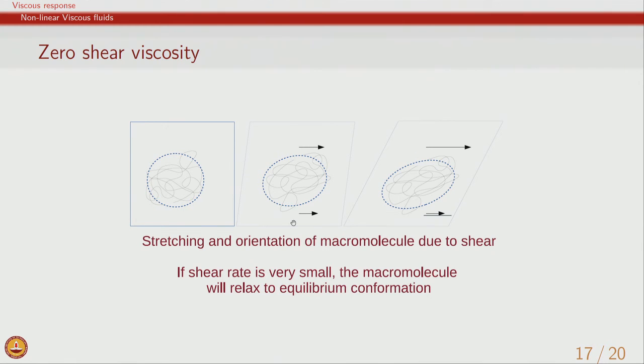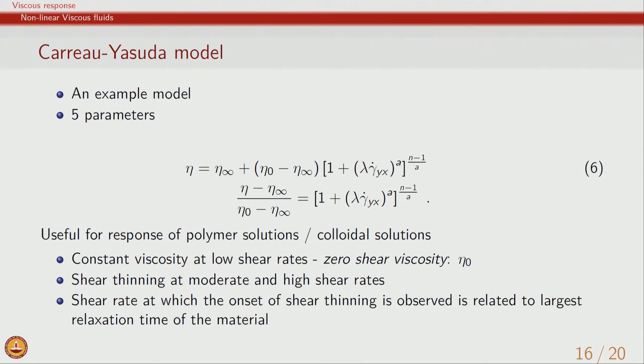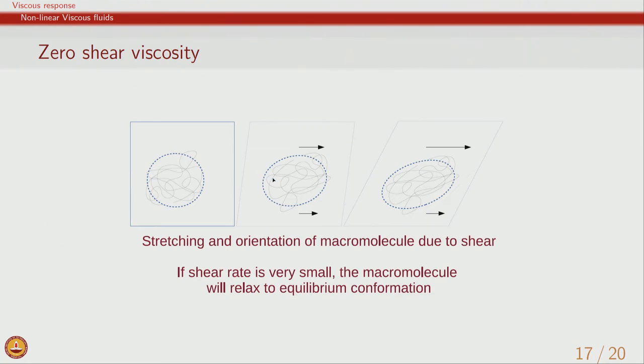So, a polymer solution also will have the highest viscosity at very low shear rates, and again very low viscosity at very high shear rates. And so, the feature which was exhibited by the Carreau-Yasuda model in terms of the zero shear viscosity is very much shown by polymer solutions also.